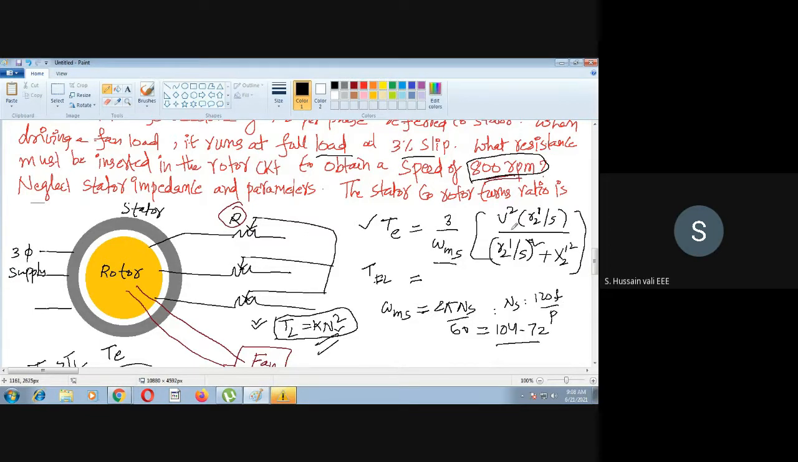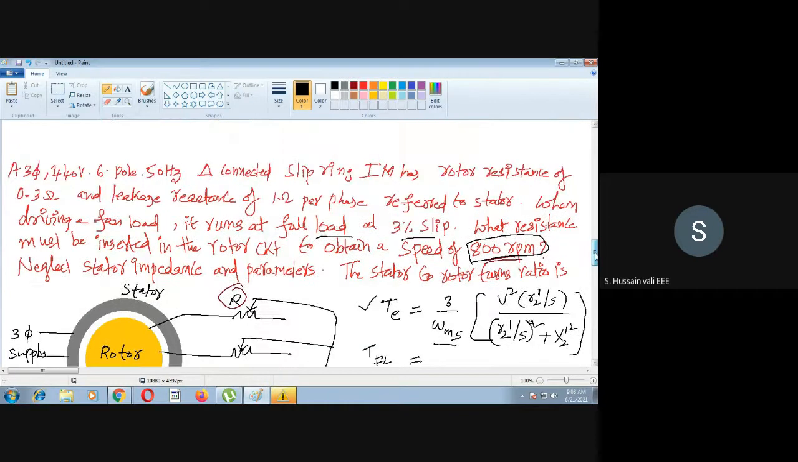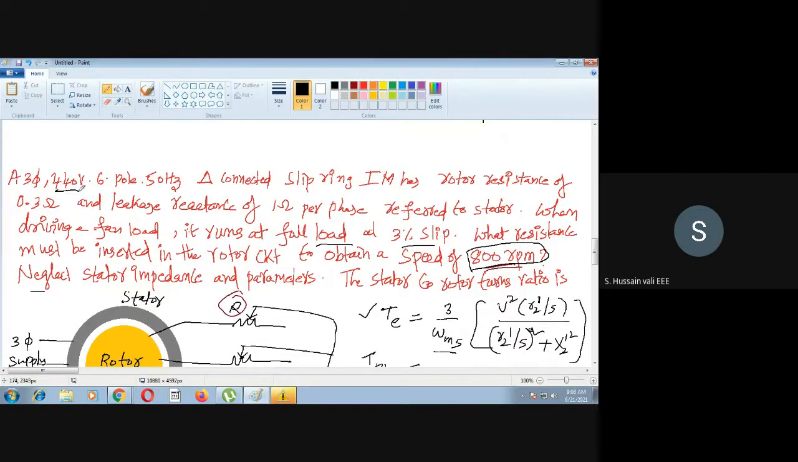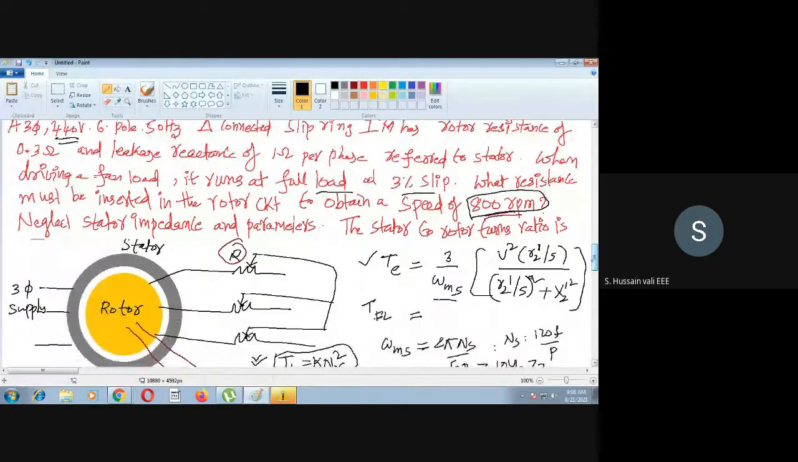Then what is V here? It's delta connected, he said. The voltage he has given in the problem is 440 volts, so you directly put 440 there. Why? Because in the delta connection, line voltage and phase voltage are the same, so you don't need to worry which voltage it is.